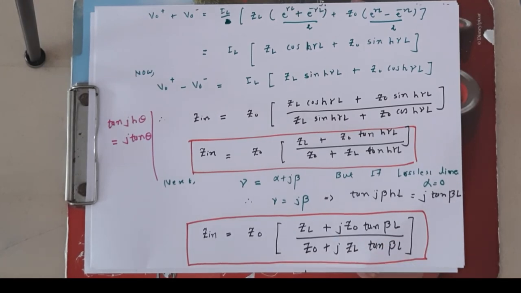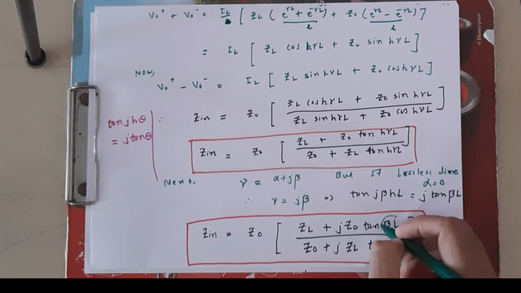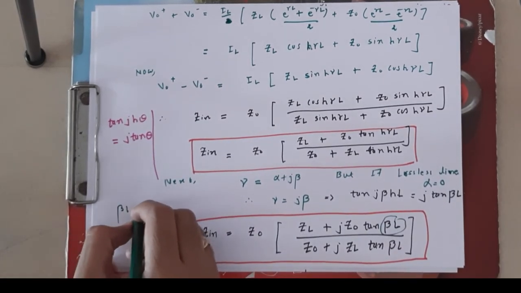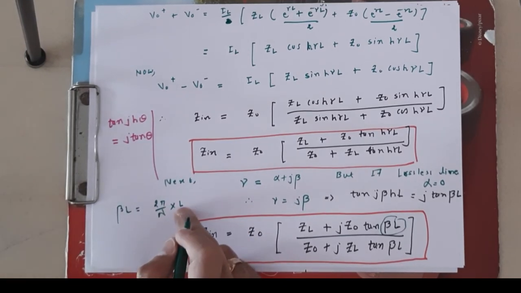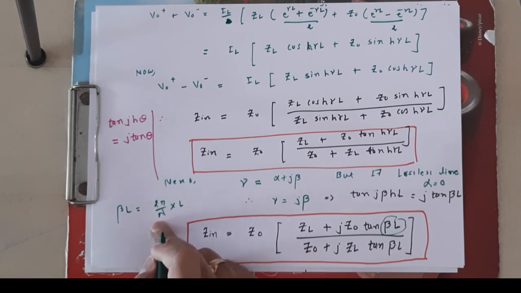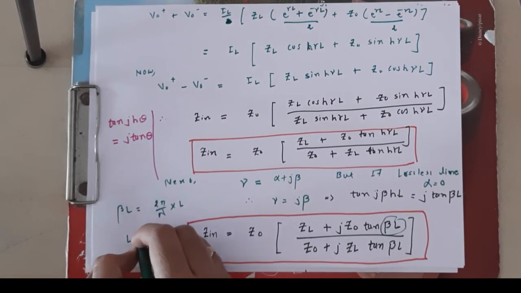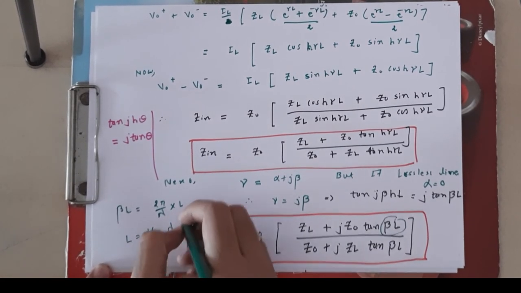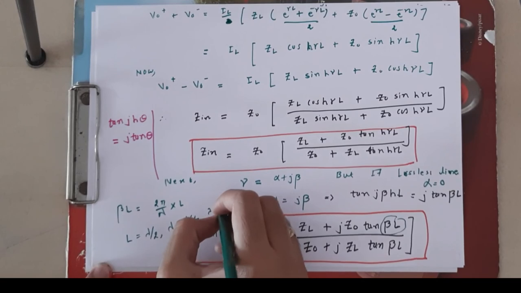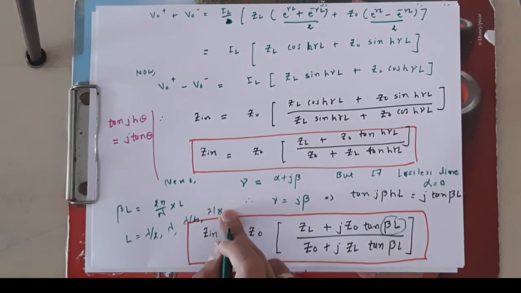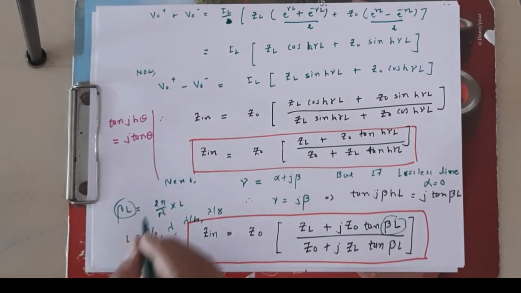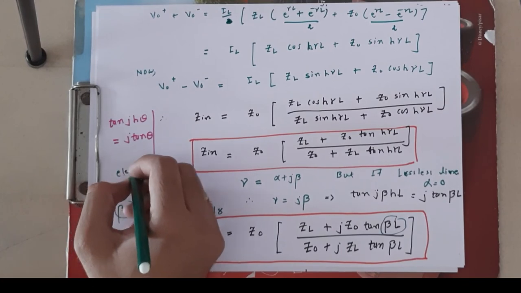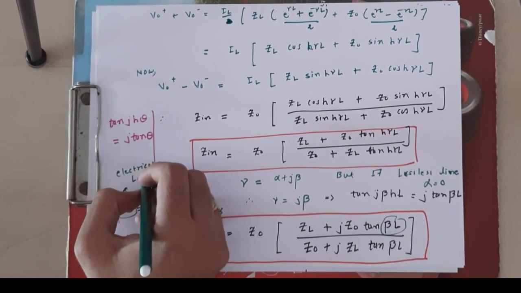Here the term beta L is known as the electrical length of the transmission line. Why? Beta is nothing but 2 pi by lambda, into L. The transmission line length depends on the wavelength of the wave. In some cases the length of the transmission line may be lambda by 2, lambda, lambda by 4, or lambda by 8. Depending on the length, we get the value of beta L, and beta L is known as the electrical length of the transmission line.